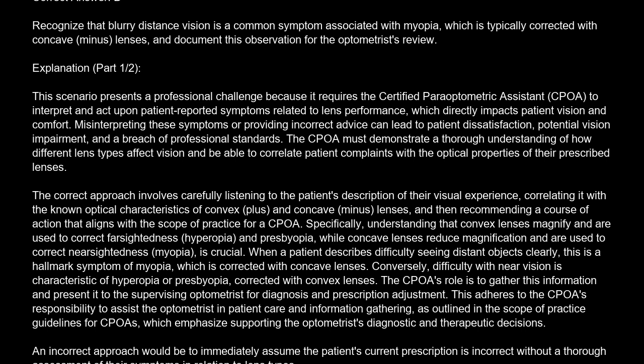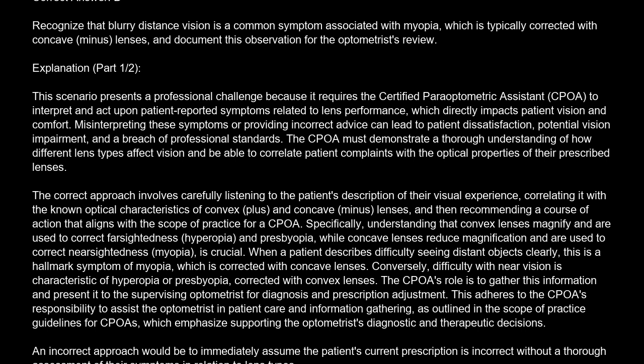When a patient describes difficulty seeing distant objects clearly, this is a hallmark symptom of myopia, which is corrected with concave lenses. Conversely, difficulty with near vision is characteristic of hyperopia or presbyopia, corrected with convex lenses. The CPOA role is to gather this information and present it to the supervising optometrist for diagnosis and prescription adjustment. This adheres to the CPOA responsibility to assist the optometrist in patient care and information gathering, as outlined in the scope of practice guidelines for CPOA, which emphasize supporting the optometrist's diagnostic and therapeutic decisions.